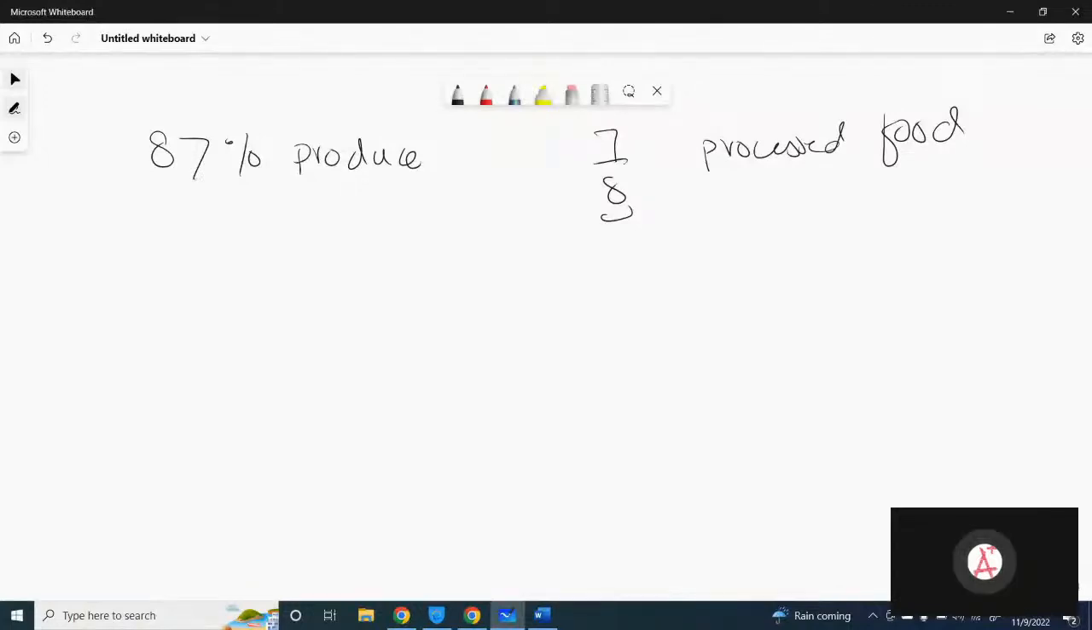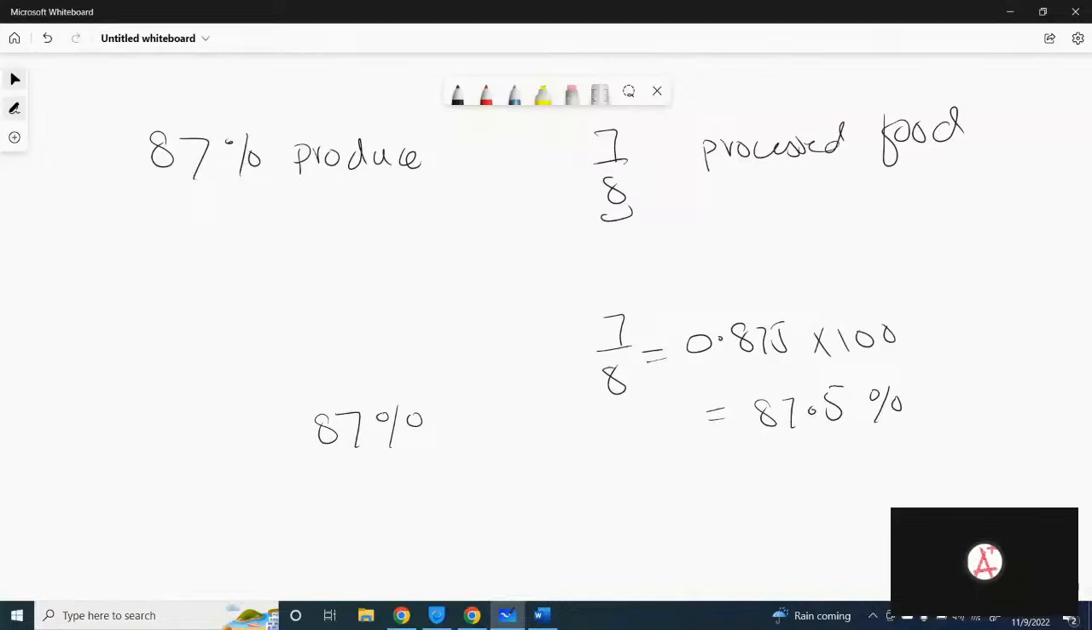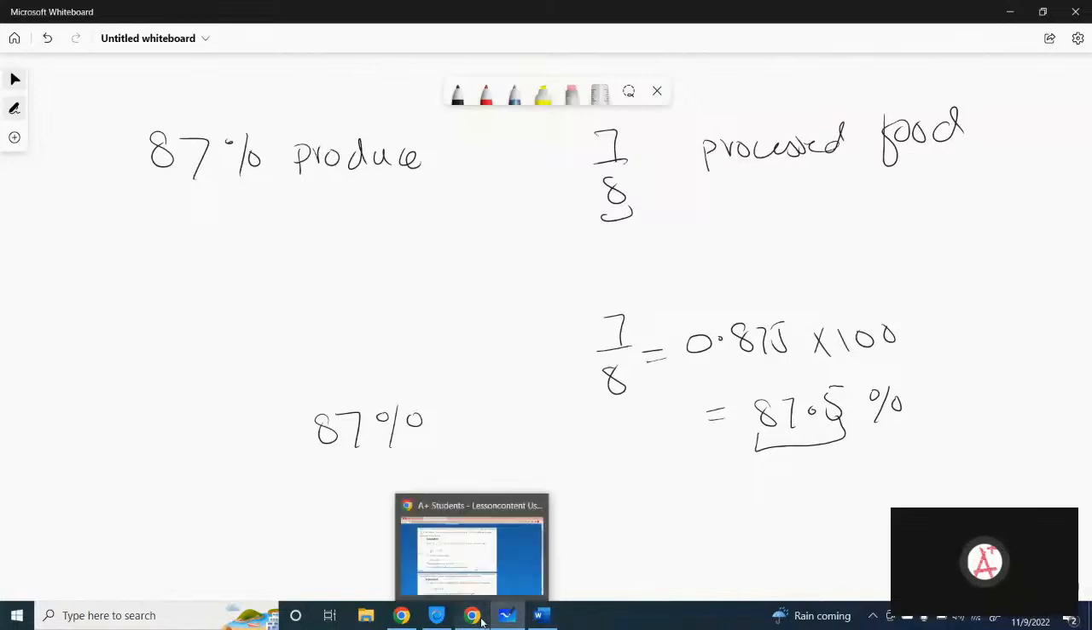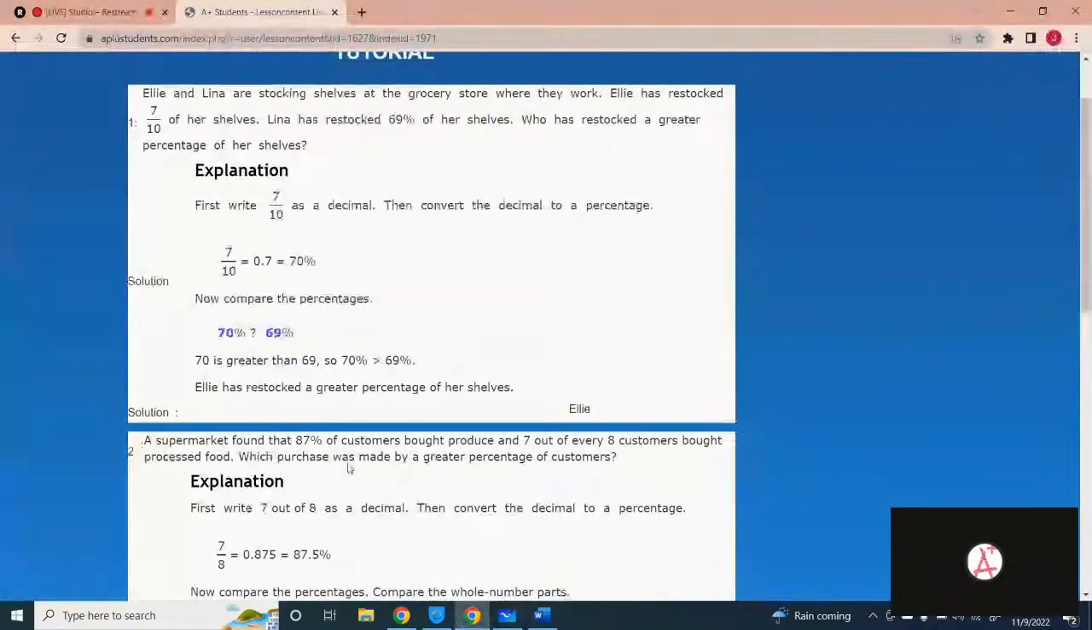7 over 8 equals 0.875. Just multiply it by 100 to convert it into the percentage form. It would be 87.5%. Got it? So 87% and 87.5%. Which is greater? 87.5 is greater. Got it? That means for the question, which purchase was made by a greater percentage, the processed food has a greater value. Got it?